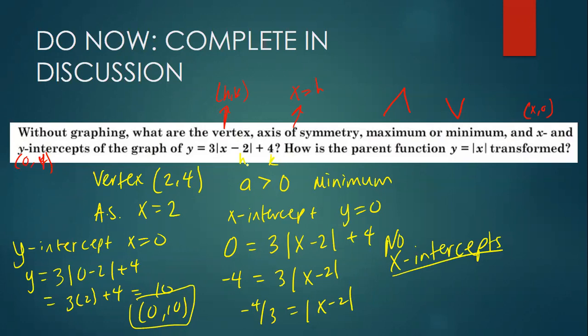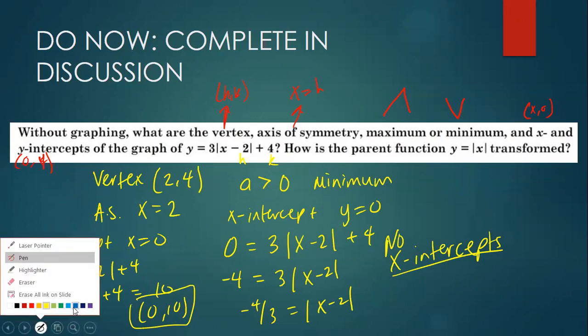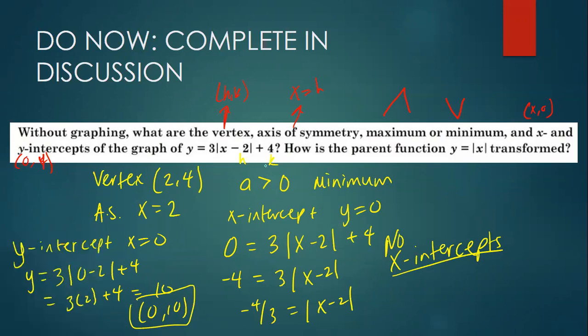So all of this together, I know that this is like a problem summarizing everything we've learned. So if I was to say what the transformation was, A equals 3, that's a vertical stretch. H equals 2, that means I went right 2. And K equals 4 means I went up 4. This problem embodies all of 2.3 and 2.4.